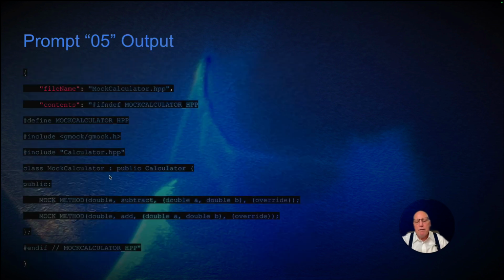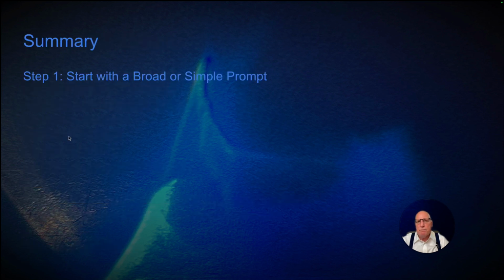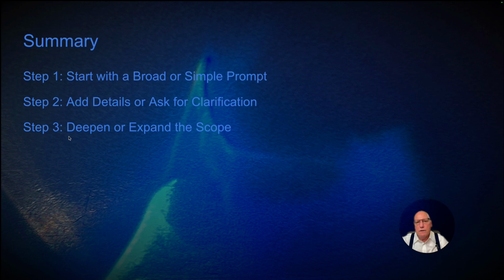Here is the prompt 5 output. I have formatted the information so that it is easier to read. The bottom line is that we've added another layer to the snowball. We started with a simple prompt. Then we added details. We expanded on the scope of those details. And we continued to do this until we ended up with a list of JSON structs that contained all of the information necessary for our particular task.